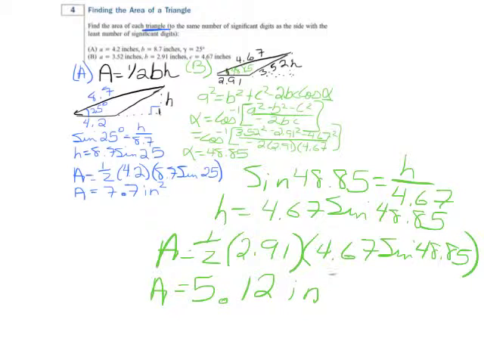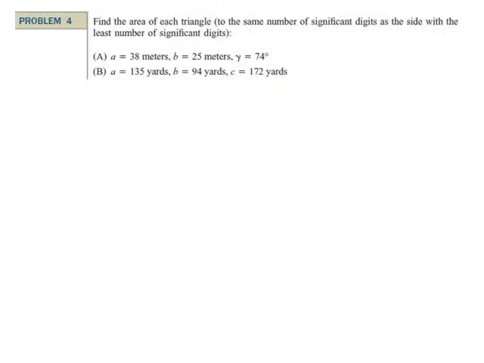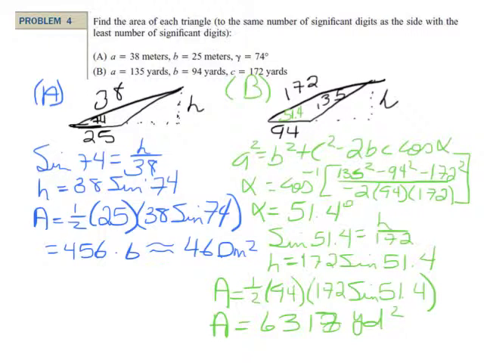So my area is going to be equal to 5.12 inches squared. You can do it the way the book does it if you want, but it's just more formulas to remember. All right, it's your turn again. Go ahead and pause. Here's the answer. Hope you got it right.